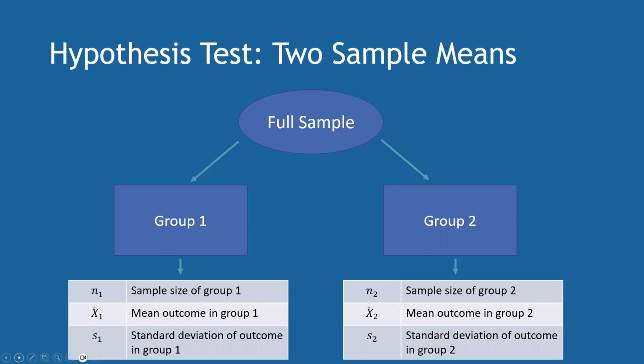For group 1, we could summarize the sample size. We could also calculate the mean outcome in group 1, indicated by X bar subscript 1, and the standard deviation of the outcome in group 1, indicated by S sub 1. That's great, we've done it for group number 1. Now let's do it for group number 2. We could do the same thing: summarize the sample size, the mean outcome, and the standard deviation for group 2.